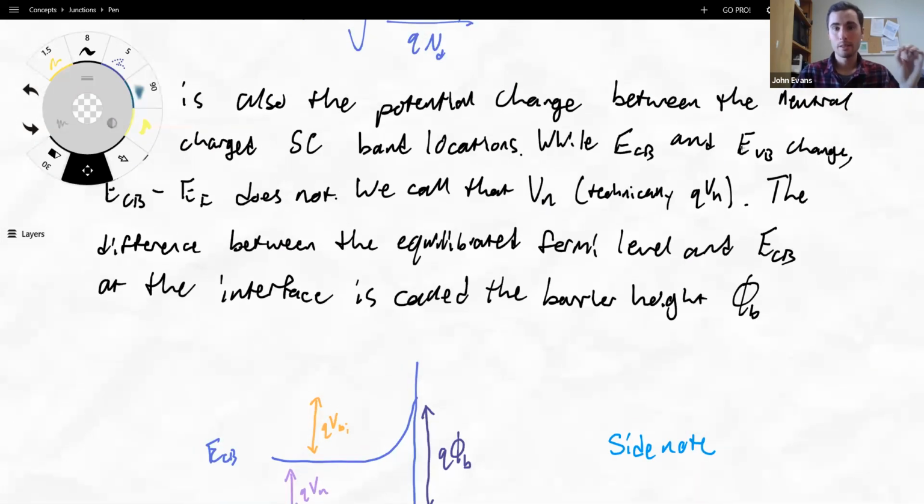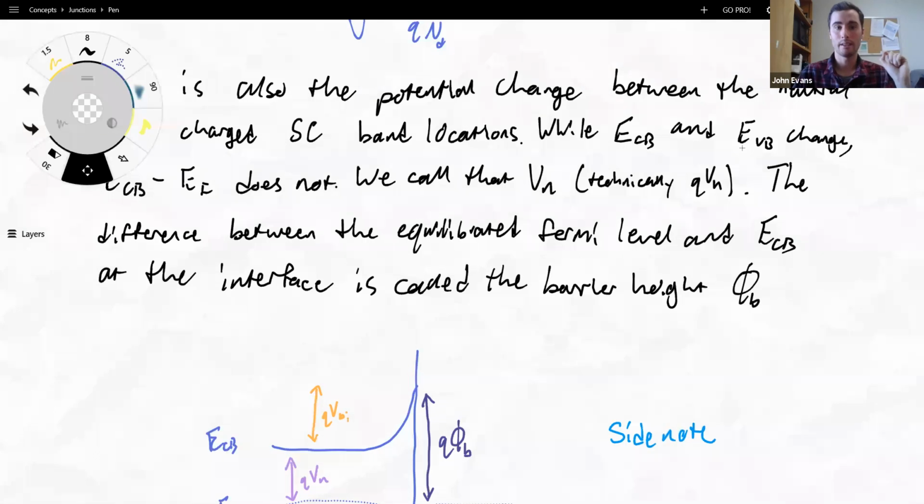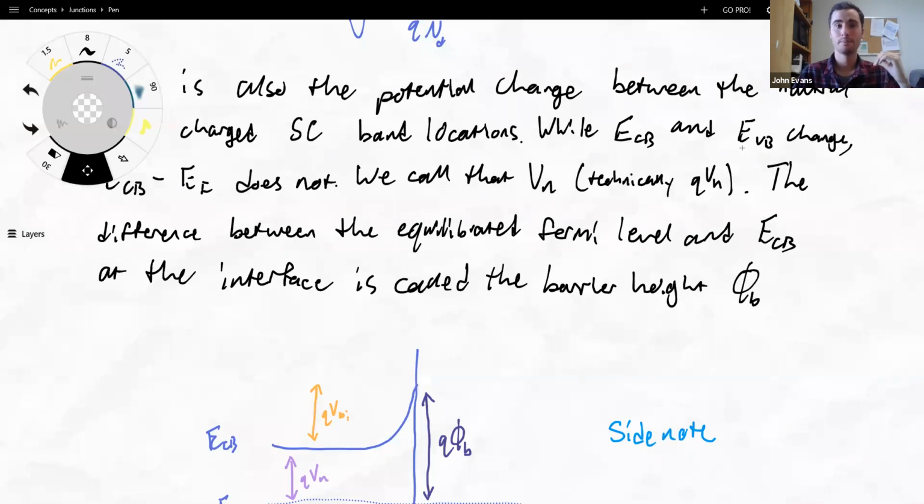All right, so the difference between the equilibrated Fermi level and the conduction band at the interface is now our V sub n plus whatever our V sub BI is, right? So now we're saying the maximum voltage that we can build up at our interface, plus the potential difference between the Fermi level and the bulk semiconductor, is going to be called the barrier height.